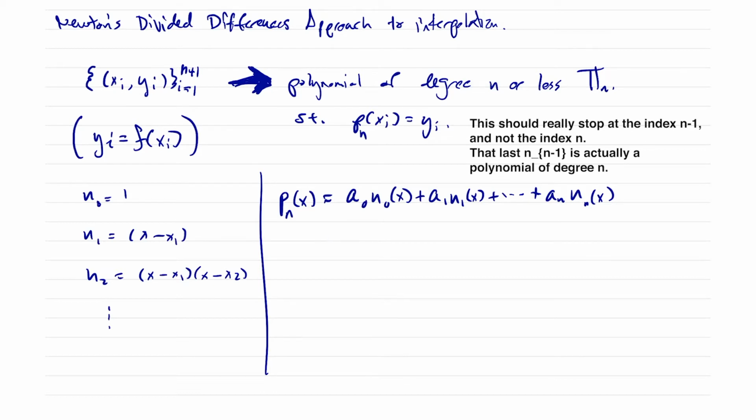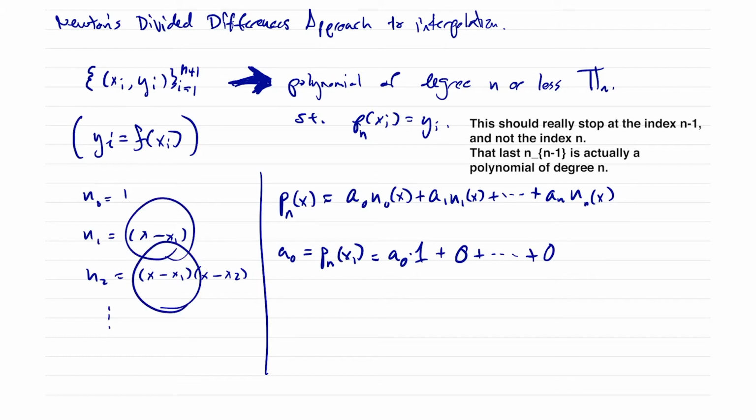Basically, for instance, if I want to get a naught, if I just go ahead and plug in x1, take a look at P of x1, then this is just the constant function, right? So this is going to be a naught times 1 plus this guy is going to be 0, and everything up is going to be 0. So plus 0 plus 0, because they all have this x minus 1 in there. So, ta-da! A naught is Pn of x1, but what is Pn of x1? Pn of x1 is supposed to be y1, right? So a naught is equal to y1.